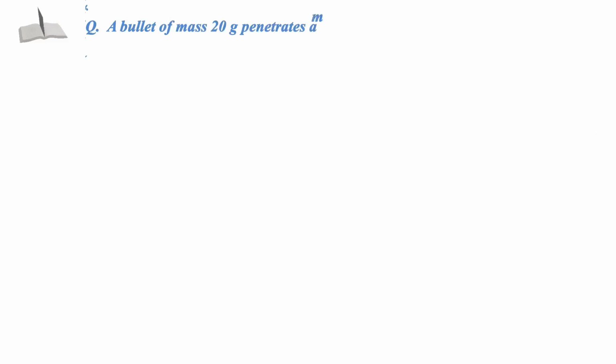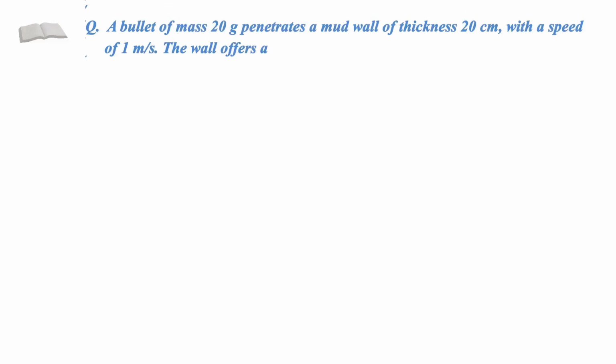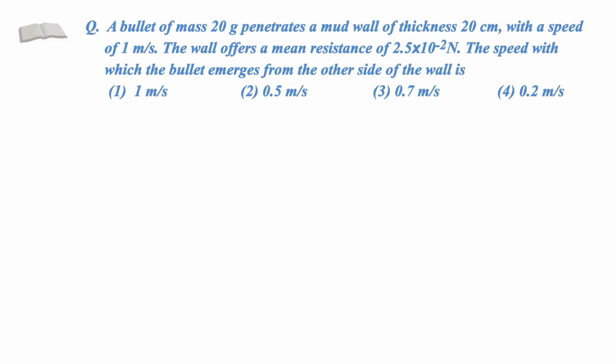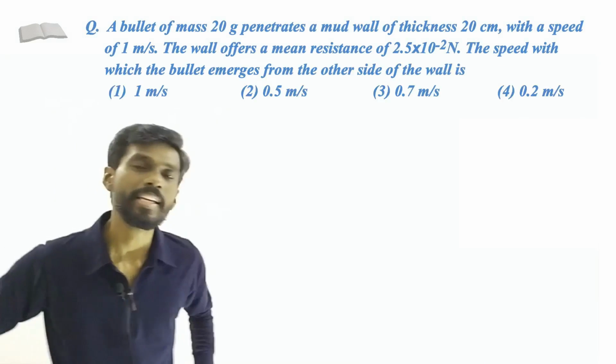A bullet of mass 20 gram penetrates a mud wall of thickness 20 cm with a speed 1 meter per second. The wall offers a mean resistance of 2.5 times 10 to the power minus 2 Newton. The speed with which the bullet emerges from the other side of the wall is? Here a bullet hits a wall.